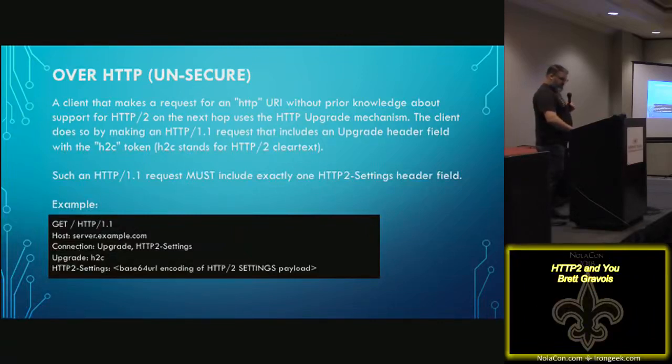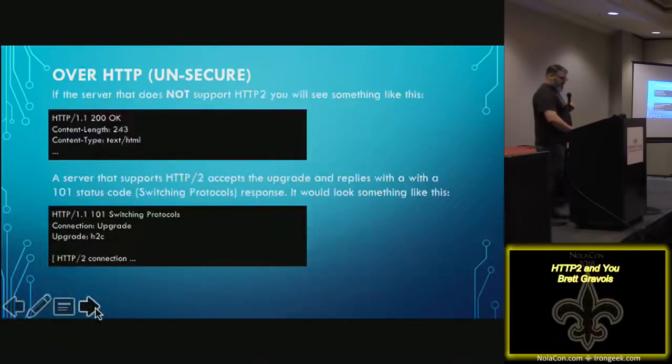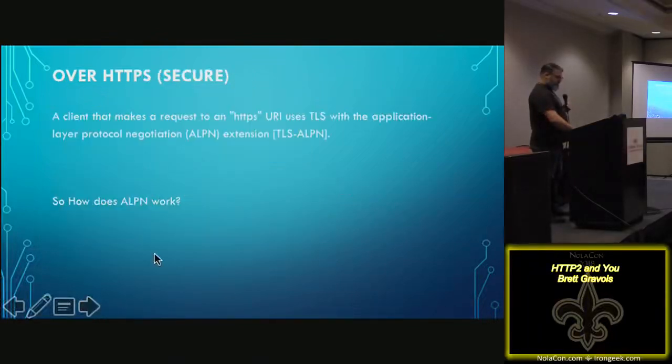So if we look here at the top, the first one is where the server does not support HTTP2. Basically, you'll just get the standard 200 OK message. However, if the server does support H2C, it'll switch from HTTP 1.1. You'll get a 101 Switching Protocols, and it'll actually upgrade the connection. It'll negotiate at H2C, and then it'll start talking. However, the other one is over secure, which is H2.